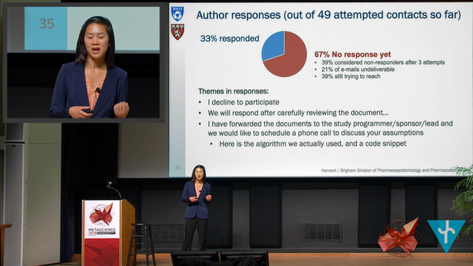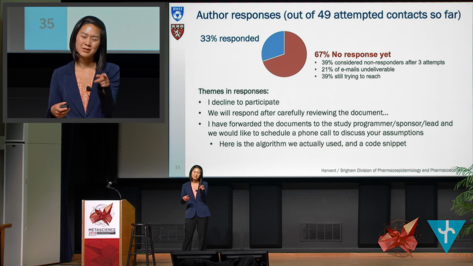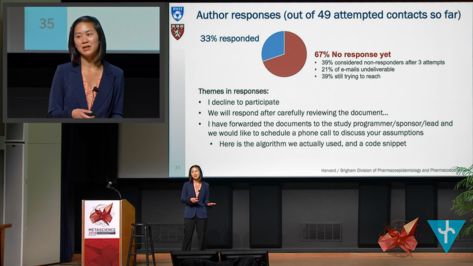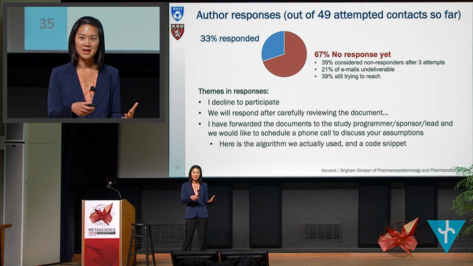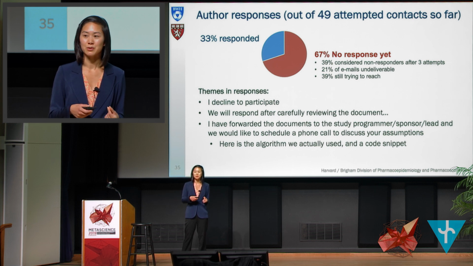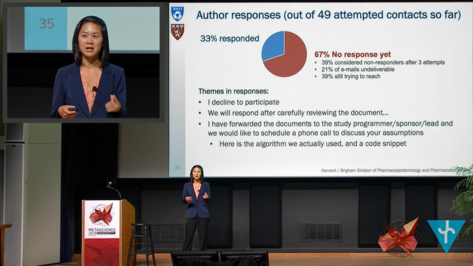They're like, this is the algorithm we actually use. Here's a code snippet. Oh, well, we didn't do that, and that sort of thing. And so this is a very special and select population. Anecdotally, it seems like the people who are doing this tend to already have studies that we were pretty close with replication, and they're just really eager to help us get even closer.